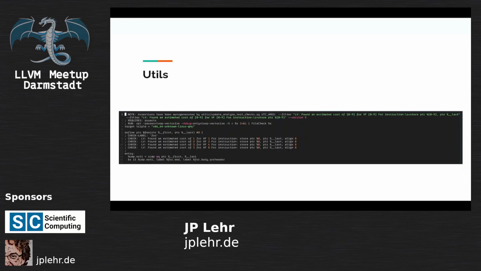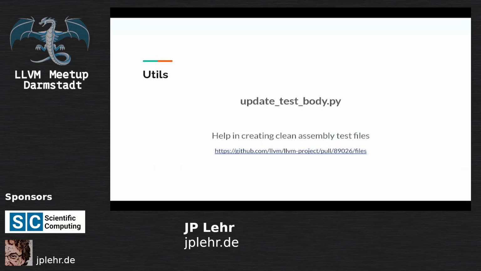And what that actually tests and why that's there, we're going to walk through in the example at the end of this talk. Then there's this thing, update_test_body.py. And I have not used this before. According to the PR here, it's for help in creating clean assembly test files. So you can put high-level source code as comments into your assembly test files, and this script will generate parts of the assembly from these comments and get rid of some of the parts, so that you don't have to overly complicate the actual test case file.